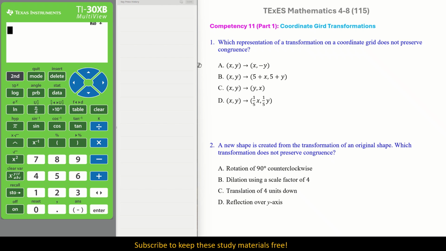Number 1. Which representation of a transformation on a coordinate grid does not preserve congruence? This doesn't require a calculator other than checking your findings. You can pick any coordinate on a grid and test it. Let's look at each of these and discuss them very quickly, because before you even take the test or use my videos, it's best to know the properties of transformation.